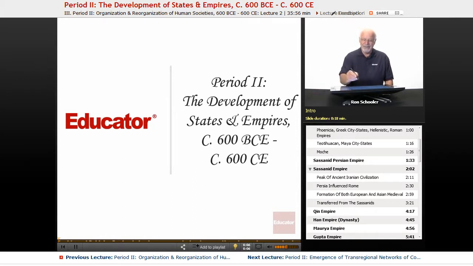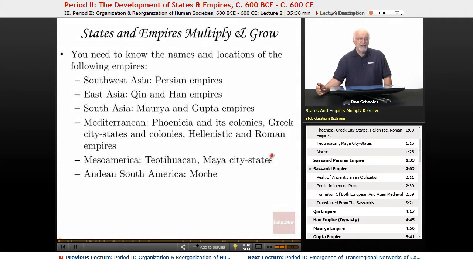This session we're looking again at period 2, which covers the time period about 600 BCE to about 600 CE. And in this session we're going to be looking at how states and empires multiply and grow. And for the College Board, you need to know about the locations and the names of these empires right here. So let's go over them.